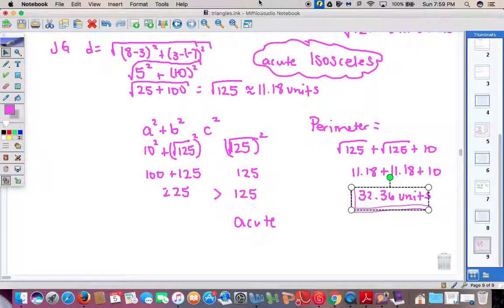I don't know what just happened there, but that's the perimeter of this triangle. Okay. So I was able to determine that it's an acute isosceles triangle. I'm able to determine the perimeter, and very soon we're going to be talking about the area.